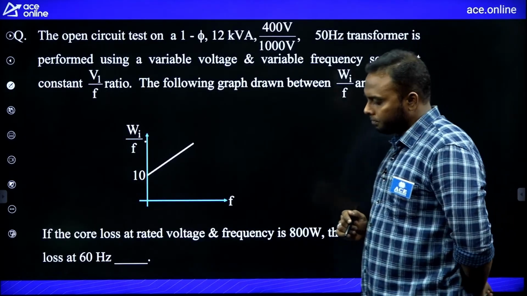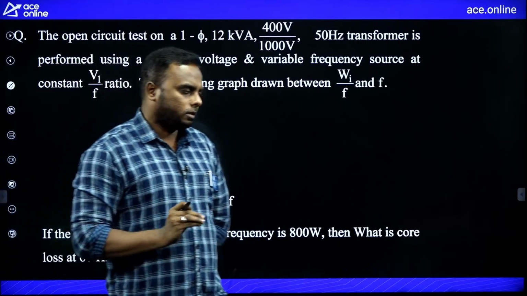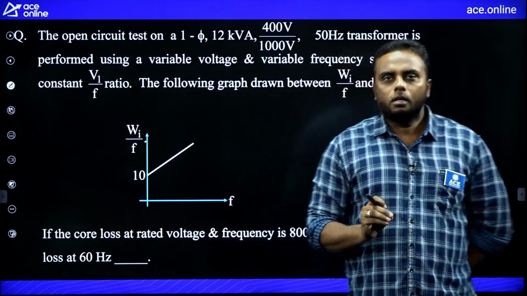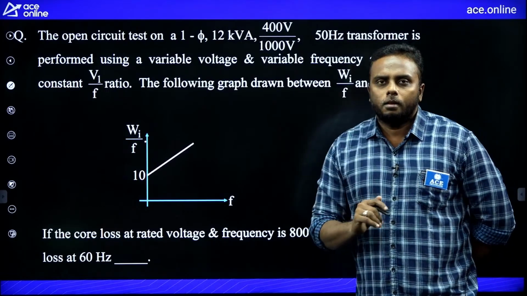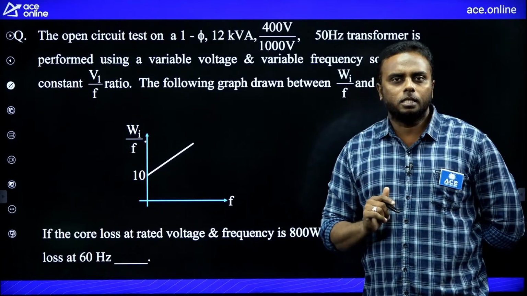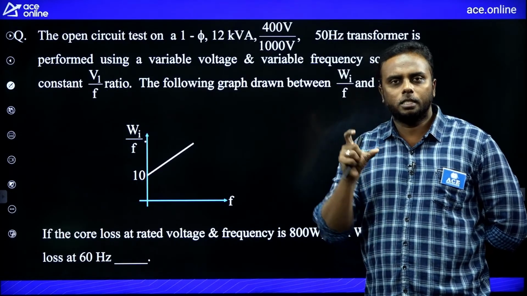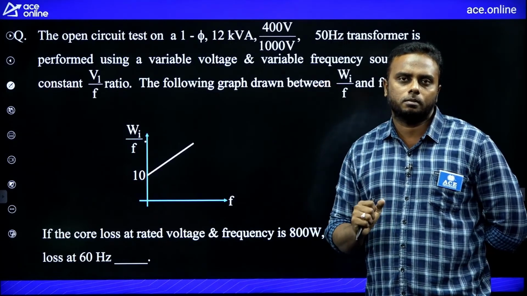See this question. Read the question and try to solve it yourself simultaneously and give the answer. This question is related to separation of iron loss into hysteresis and eddy current. In the OC test we separate iron loss into hysteresis loss and eddy current loss.